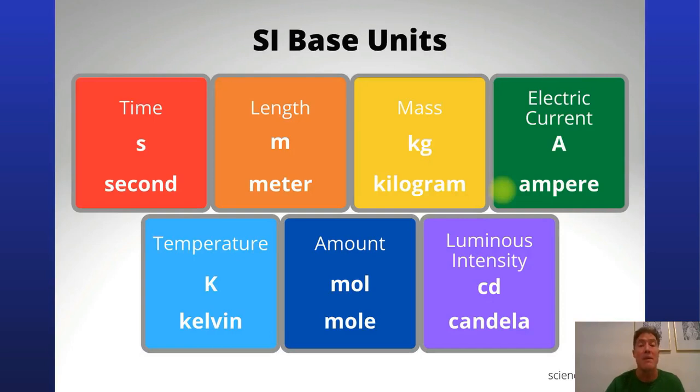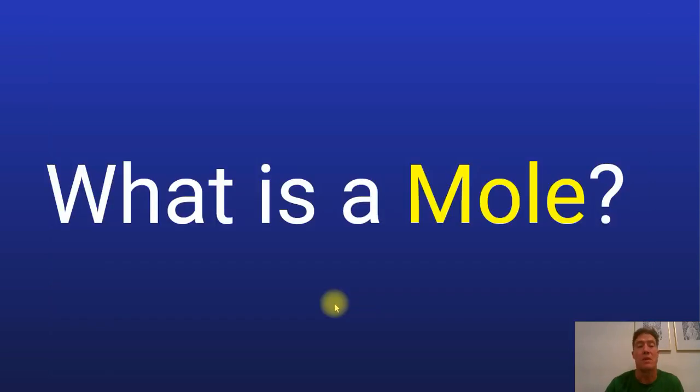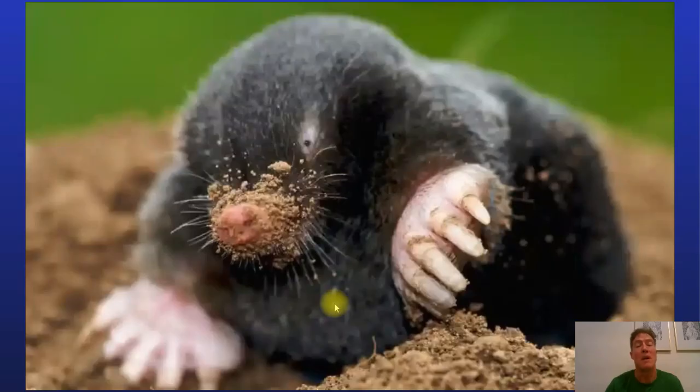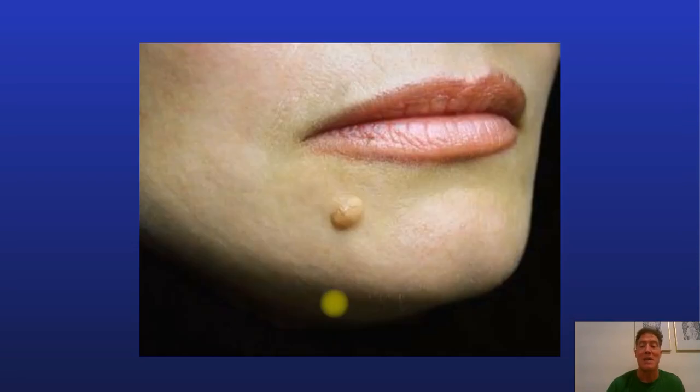Remember, there are 7 SI base units, right? We measure time in seconds, length in meters, mass in kilograms, current in amperes, temperature in Kelvin, luminosity in candela, and amount in moles. Okay, well, what is a mole? Well, it's not this cute little guy. It's not this not so cute little guy.